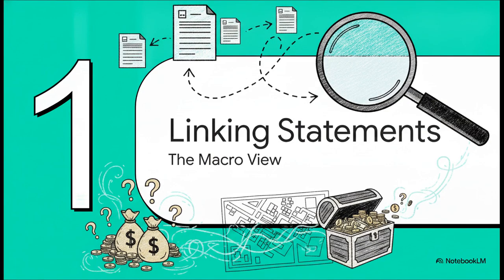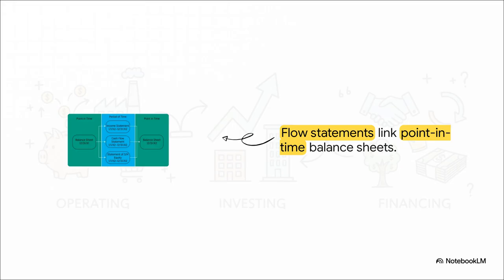All right, let's kick things off with Section 1. Linking the financial statements, taking a macro view. Now, before we can actually track the cash, we really have to step back and look at the whole scene of the crime. Think of the balance sheets on the left and the right as completely static. They're just snapshots of a company's financial position at a single point in time, right? Like December 31st of year 1 and December 31st of year 2.